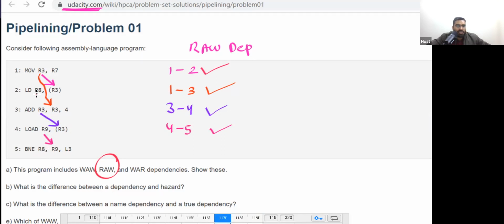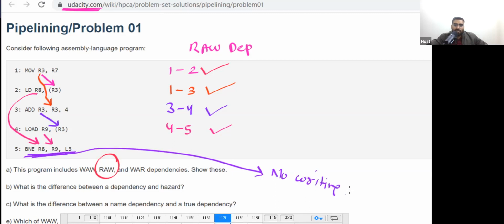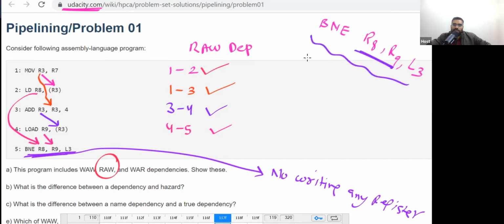Oh, okay. Look at this. This is also used because you are reading the data here. In this instruction, we are not writing any register. What is this instruction? It is BNE, branch if not equal. It means that if these are not equal, then go to L3. Clear?